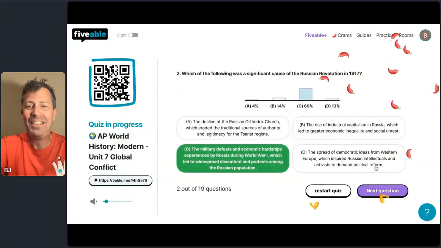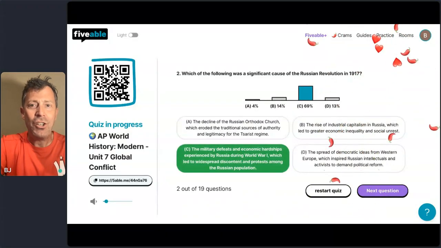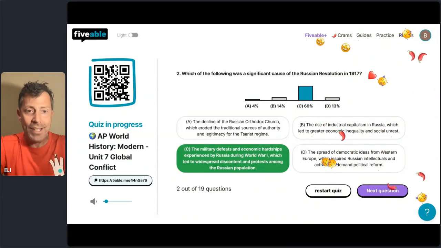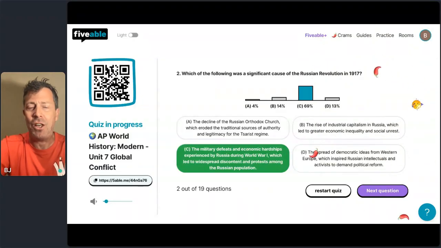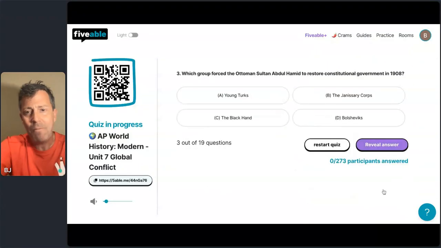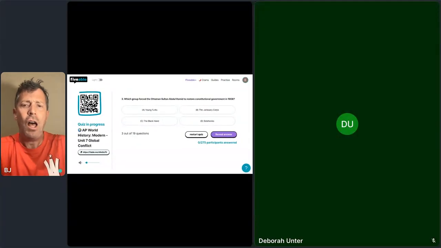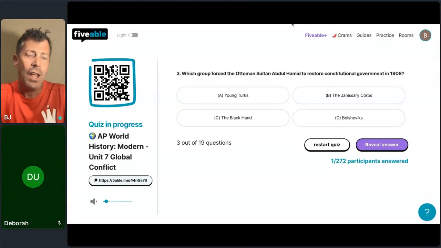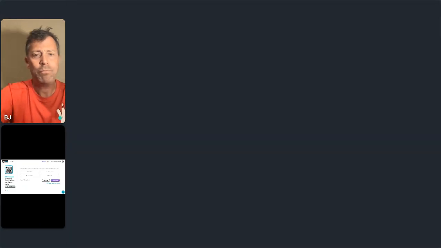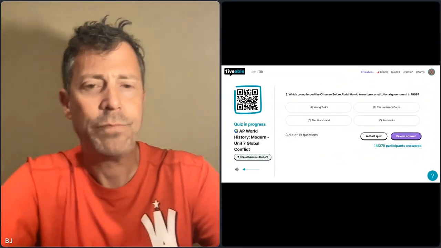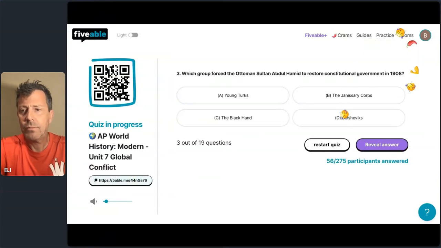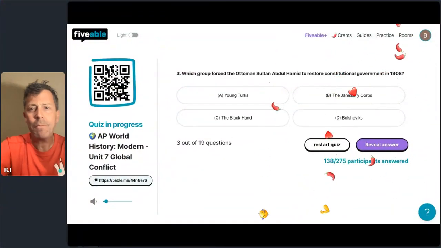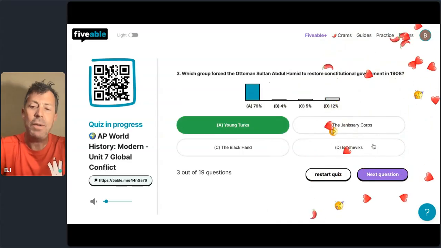Let's reveal. Nice. To be honest, if Tsar Nicholas II successfully joined World War I and let's just say won it, then we wouldn't be talking about it. But yes, it was a massive failure militarily. Let's move on. This broke Ottoman Sultan Abdul Hamid's historic constitutional government in 1900. And that is going to be the Young Turks.